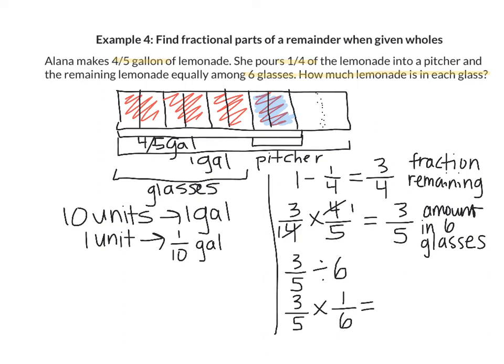When we multiply across, we can simplify by dividing 3 and 6 by 3. 3 divided by 3 is 1, and 6 divided by 3 is 2. And then when we multiply across, we get 1/10. And so that's another way that we can get 1/10 gallon as our answer.